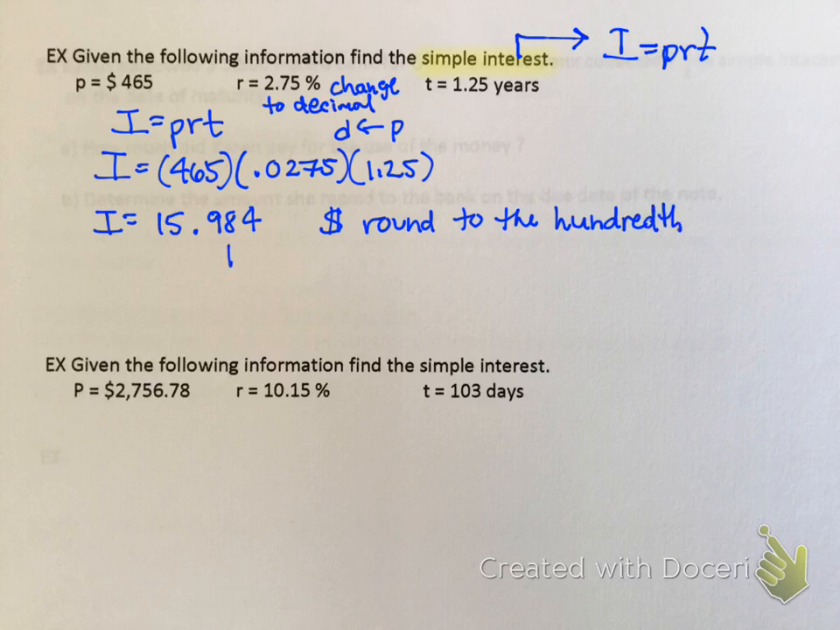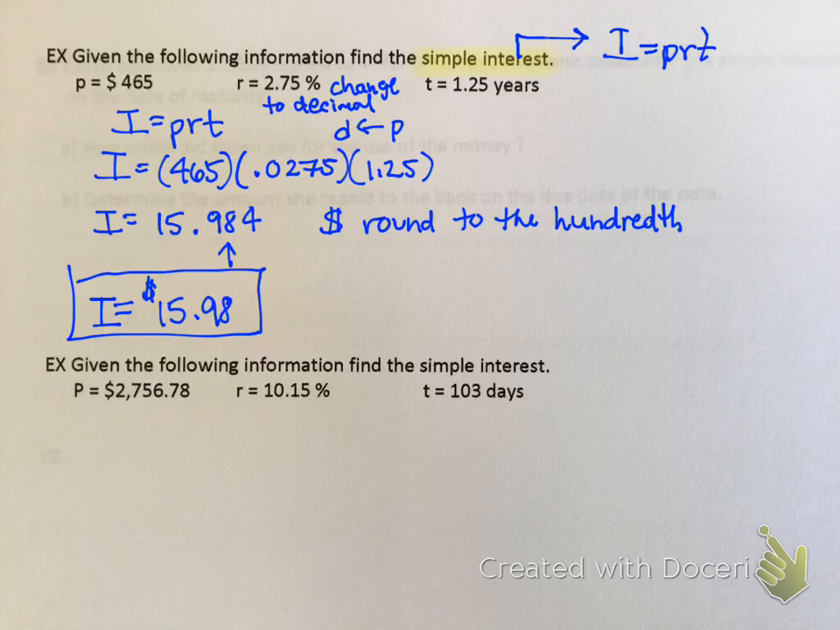Okay, so the hundredths place is 2 decimal places after the decimal. So if I look at the 8, I look at the 4 behind it. 4 is less than 5, so I keep the value alone. So my interest is going to be 15.98. And I'm talking about money, so I need the dollar sign.